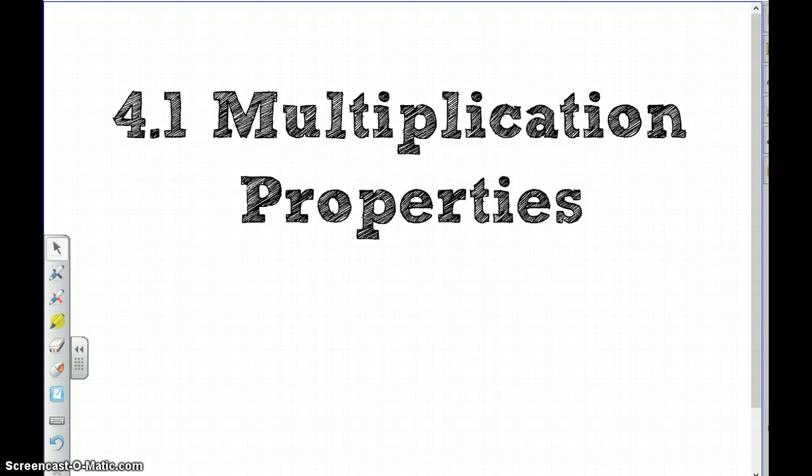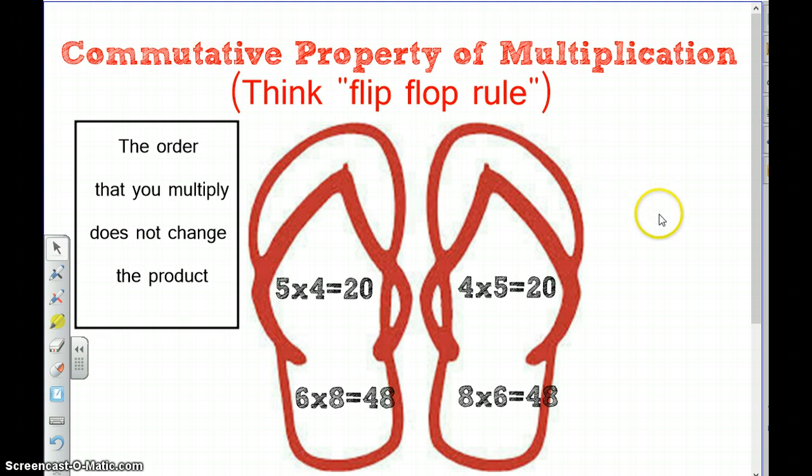Okay? The first property that we are looking at is the commutative property of multiplication. Everyone say commutative. Commutative. It's kind of a mouthful, but I've renamed this the flip-flop rule. And the reason we call it the flip-flop rule is because the order that you multiply does not change the product. So if you flip-flop these two numbers, you still get the same product.